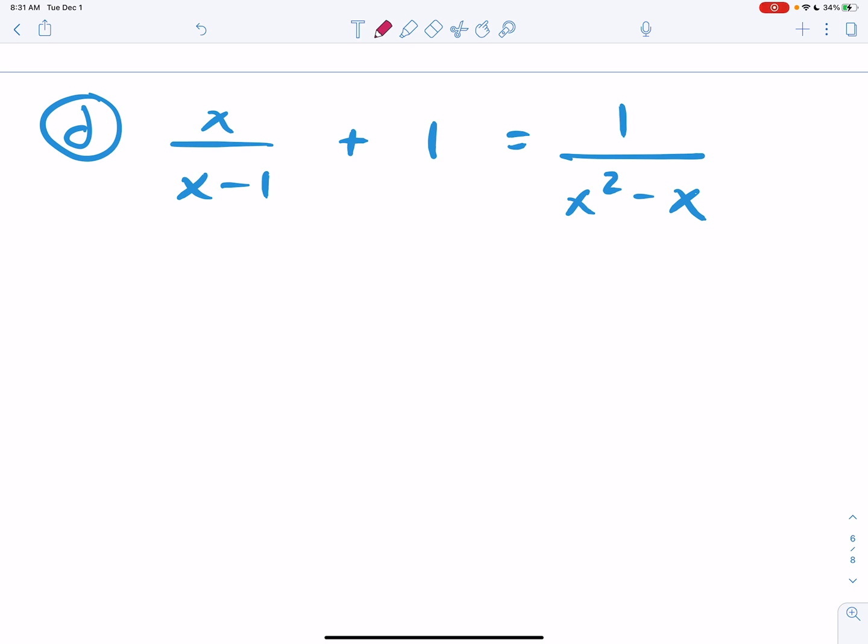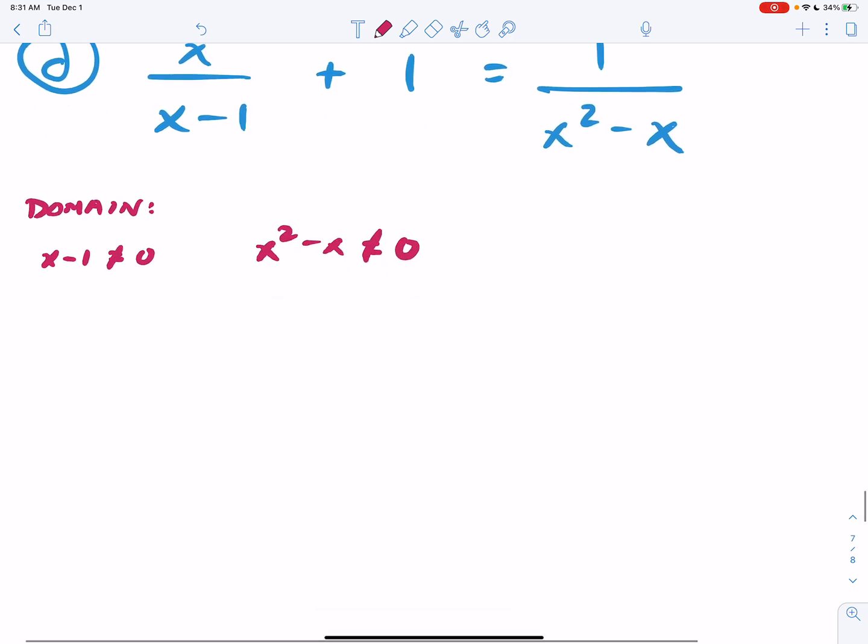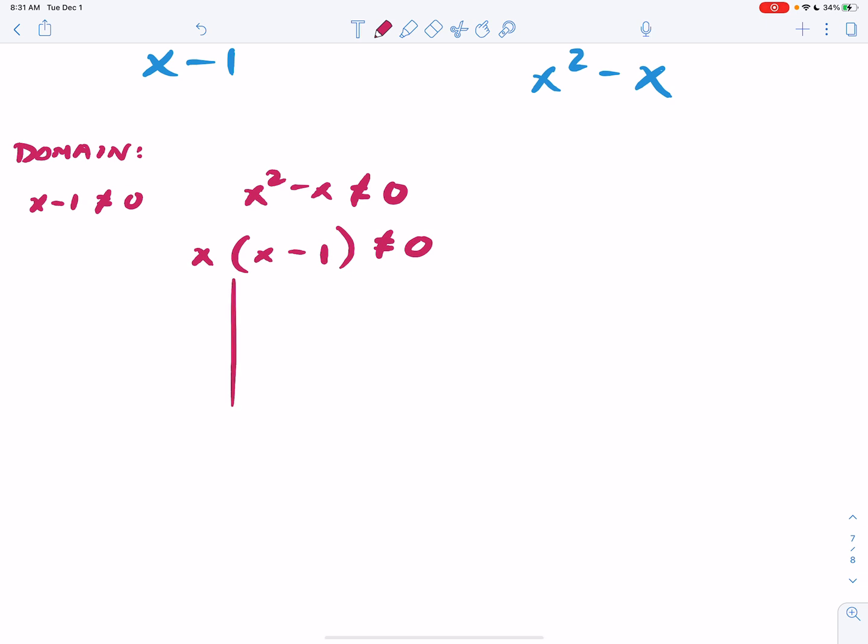Okay, so here we go. Domain. Okay. X minus 1 can't be 0, but also x squared minus x cannot be 0. This can be factored as x times x minus 1, and I could always double check by distributing. That's just x squared minus 1x, which is what I had. Okay, good. So we know that can't be 0. So we could use the zero product property. X can't be 0, and x minus 1 can't be 0.